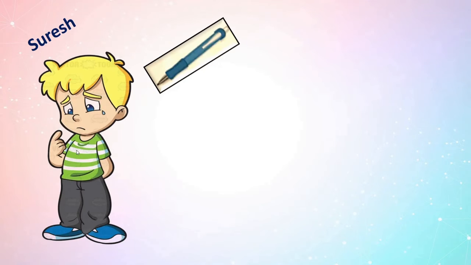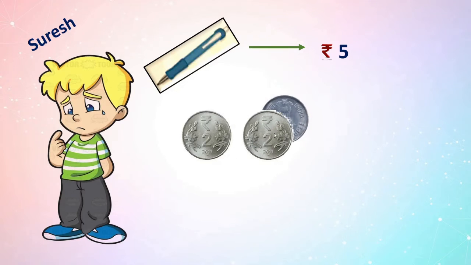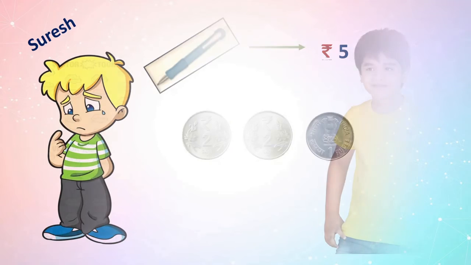What about this Suresh? He purchased one pen costing rupees 5. We'll see how he gave 2 rupee coin, 2 rupee coin, 1 rupee coin. Very nice, Suresh. 2 plus 2 plus 1 is equal to 5. That is rupees 5. Good.